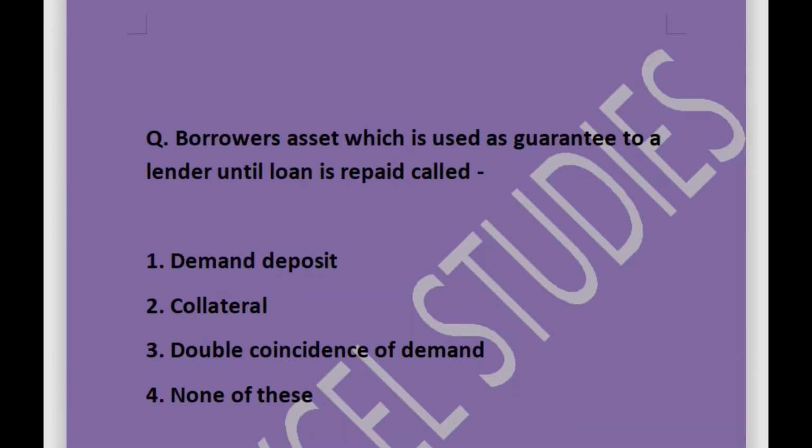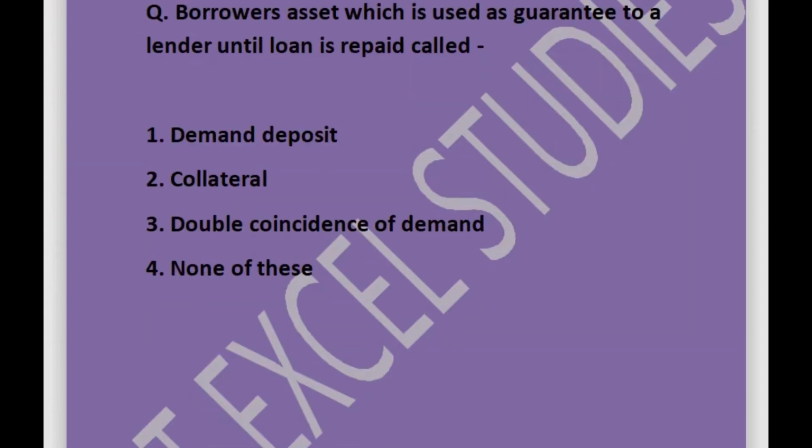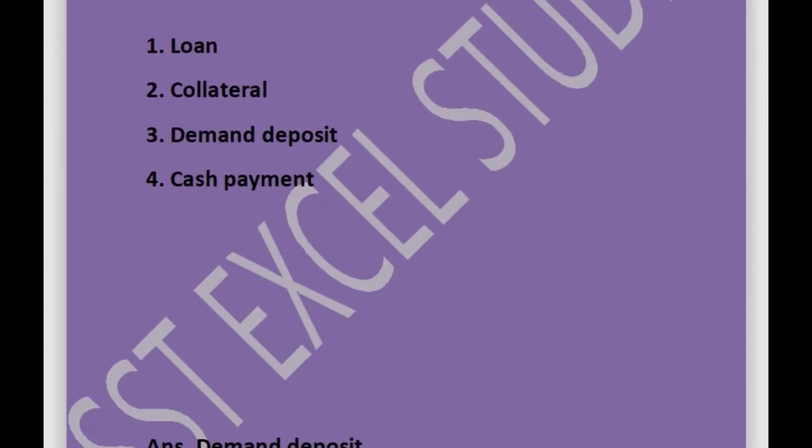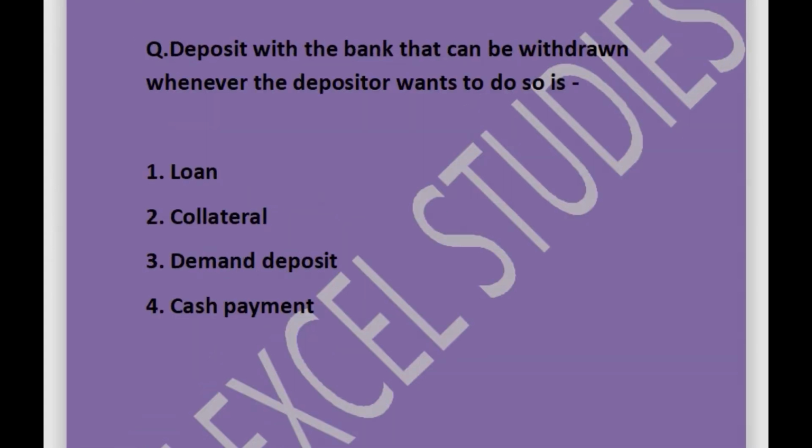Next question is, borrower's asset which is used as guarantee to a lender until loan is repaid is called. Options are demand deposit, collateral, double coincidence of demand or none of these. Answer is collateral. Next question is, deposit with a bank that can be withdrawn whenever the depositor wants to do so is. Options are loan, collateral, demand deposit or cash payment.